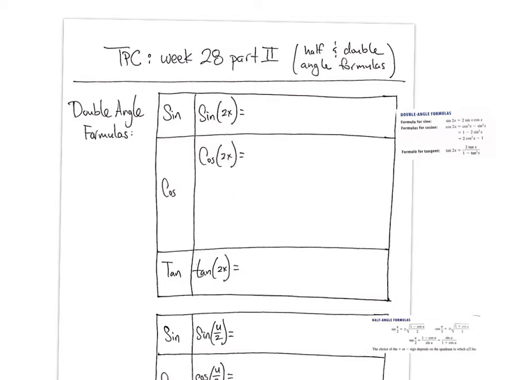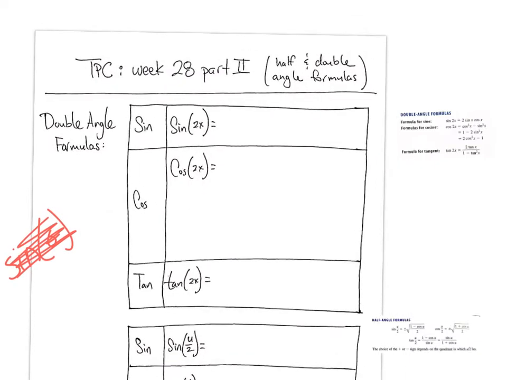Okay, week 28, part 2. So in this lesson we're learning about double angle formulas or identities and half angle formulas or identities. And we're going to be using these for similar things where we're basically finding the sine of some angle where that angle is not 30, 45, 60 degrees, etc. It's something different. So that's what we're using these for.